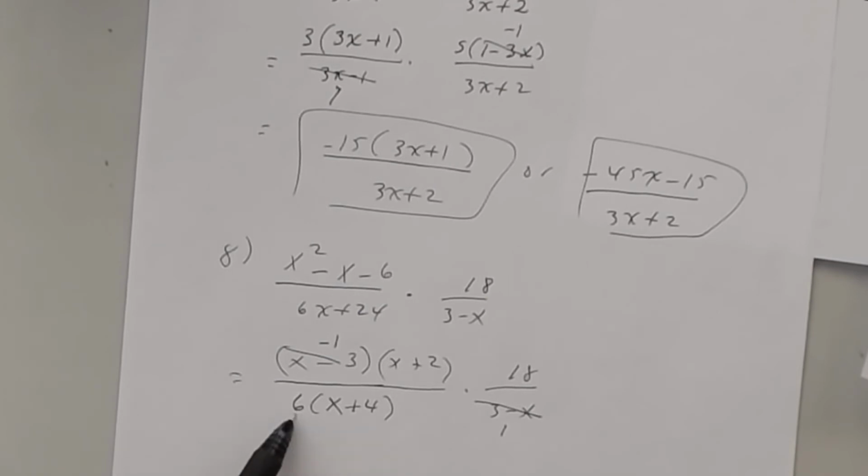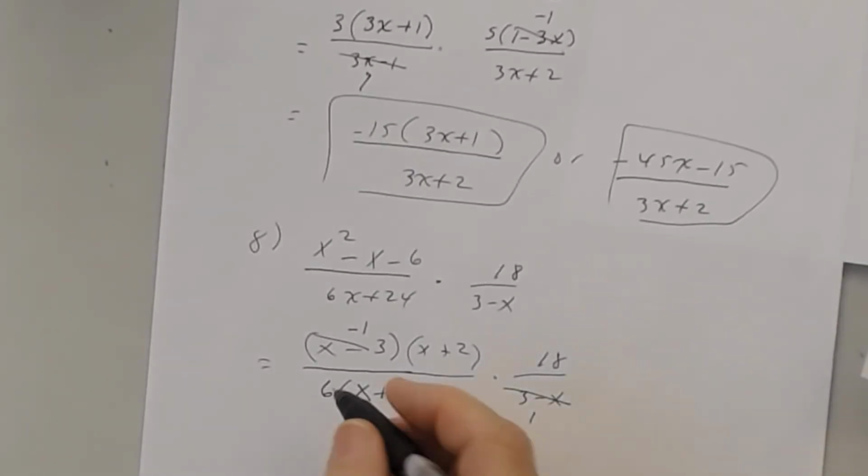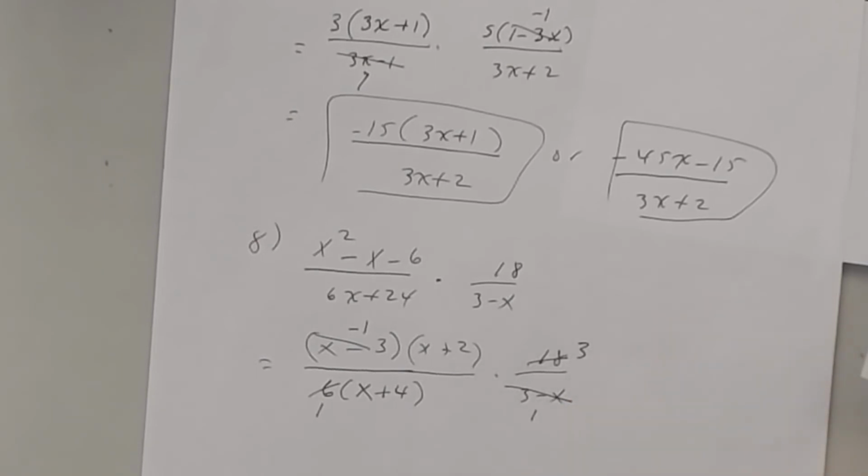There's a 6. There's a 6. So 6 will go to both of those, right? So 6 and a 6 is 1. 6 and 18 is 3. So you need to look at that. You need to be careful. And it's all you can do in terms of reducing.